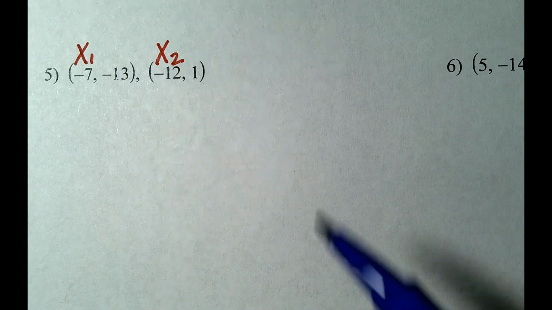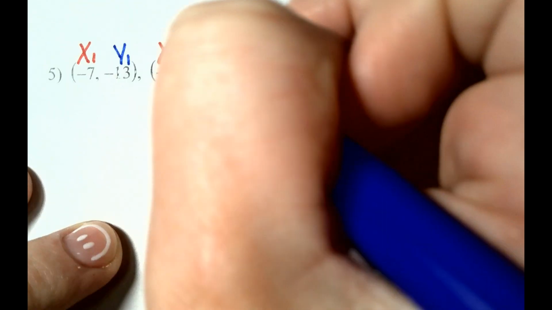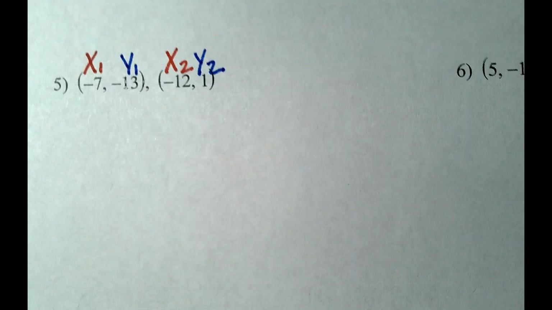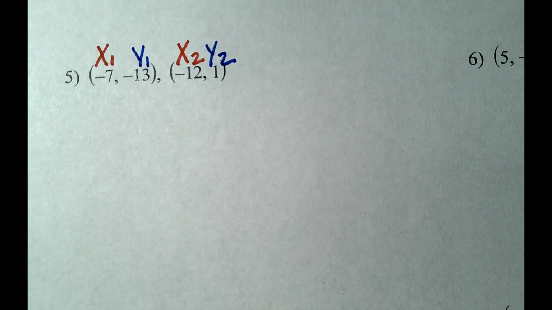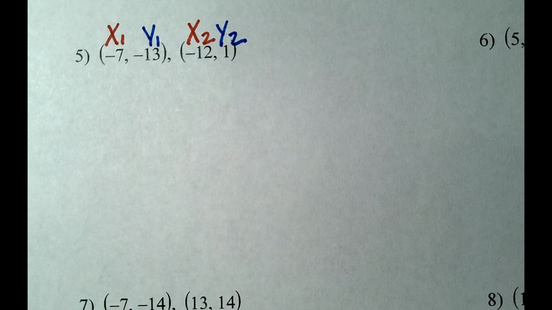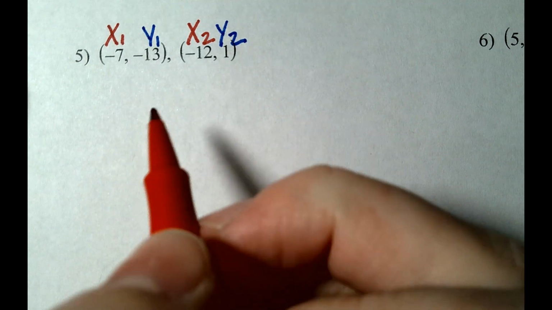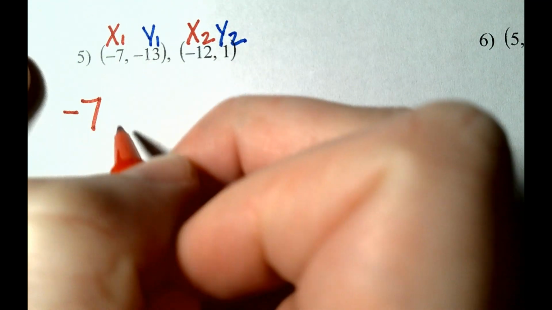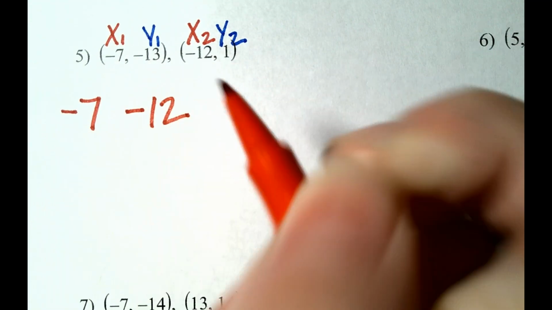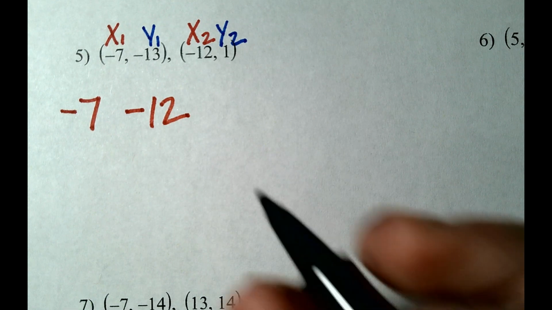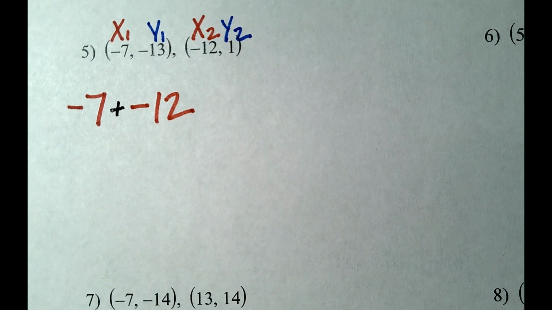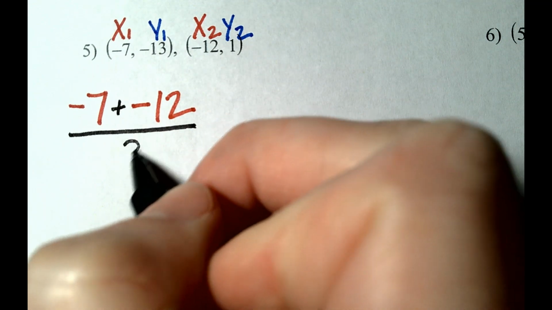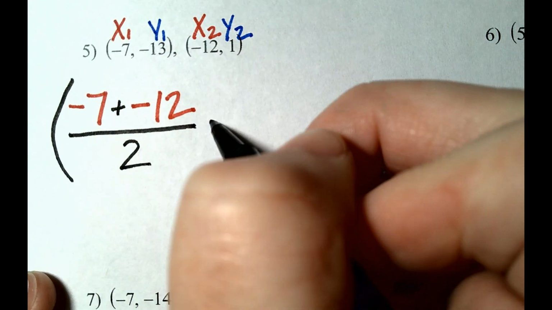And then I'm gonna label my y's, y1, y2. Okay, what should I do now? Put them together. So we'll look at the x's first. What numbers am I gonna add together? Negative 7 plus negative 12. So I'm gonna put that there. And remember that in the formula we are dividing by 2.